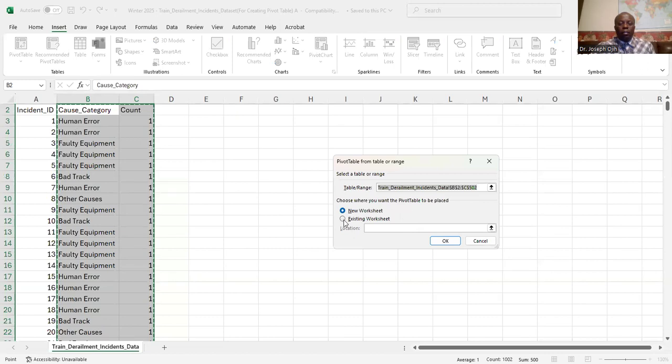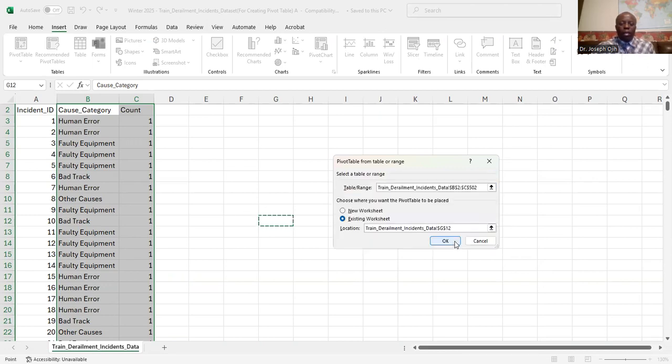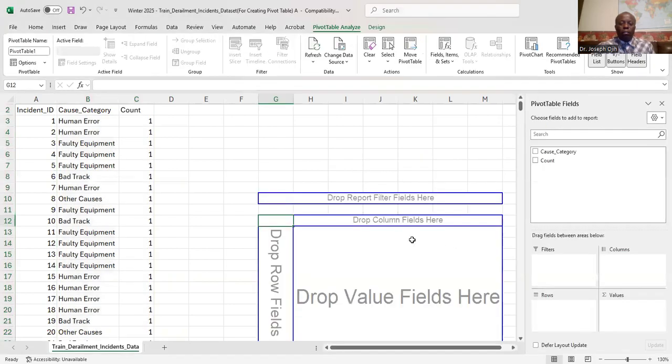Okay. And then for choosing where you want the pivot table to be placed, I want it to be placed on this existing Excel workbook. So I'm going to click on this and then click here and then choose. I want to place it right here. So click on it. Then click OK.